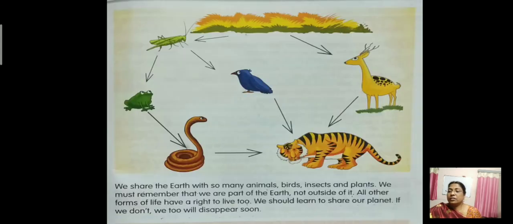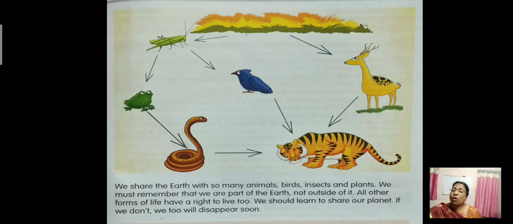We share the earth with so many animals, birds, insects and plants. We must remember that we are part of the earth, not outside of it. All other forms of life have a right to live too. We should learn to share our planet. If we don't, we too will disappear soon.